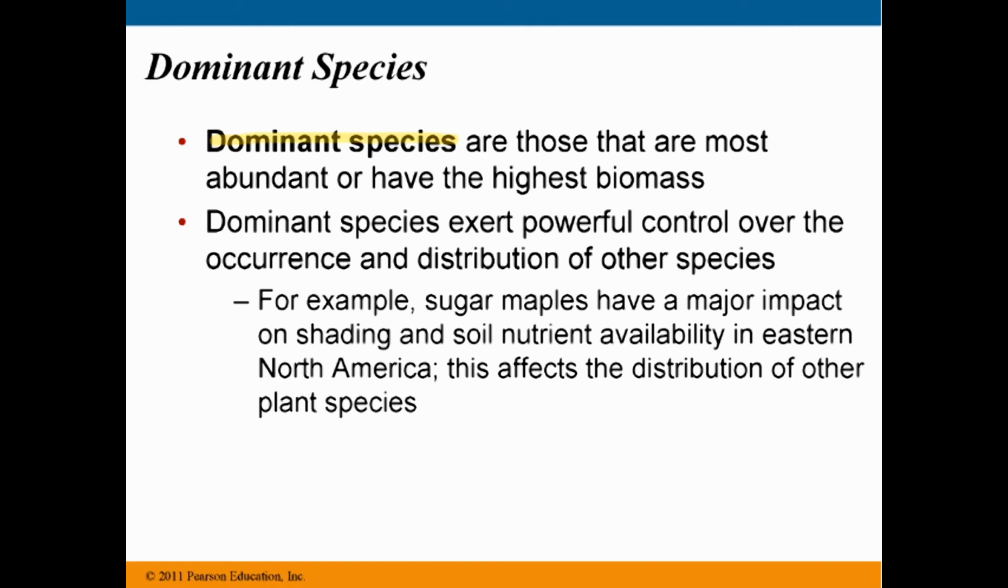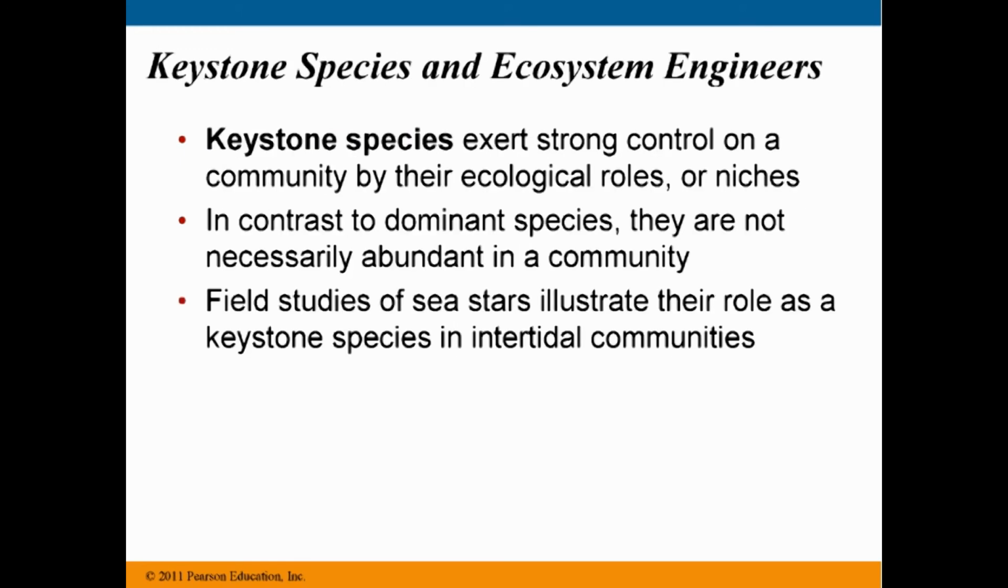The example that's given here is that sugar maples have a major impact on shading and also on the soil nutrients that are available in the eastern part of North America. This can have an effect on the distribution of other plant species found in a community where you have a lot of sugar maples. Typically, if you find one sugar maple, you're going to find a whole lot of them. They're typically very abundant within the community.